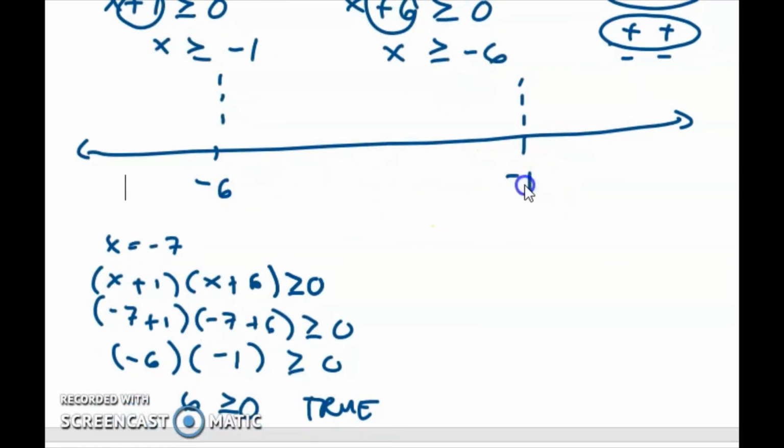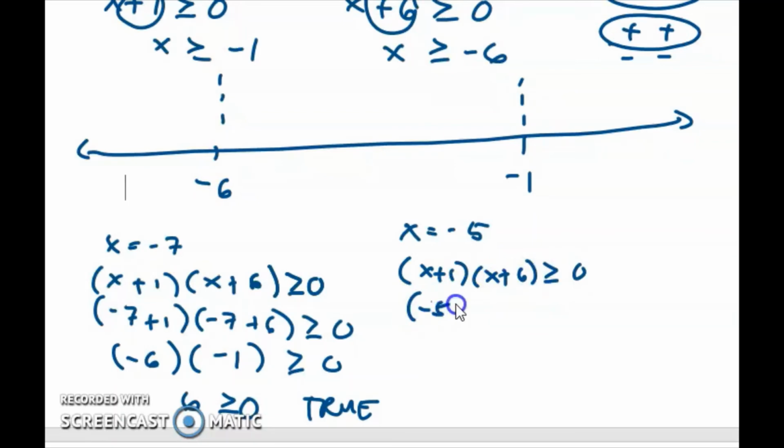Ay, hindi pala nila nasa gitna kasi ang 0 ay nandito. So, let's try naman negative 5, ha? Let's try negative 5. So, when x is equal to negative 5, we will have (x plus 1)(x plus 6) is greater than or equal to 0.